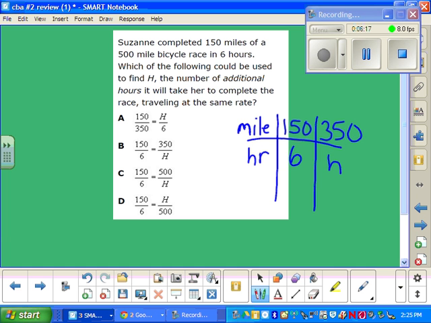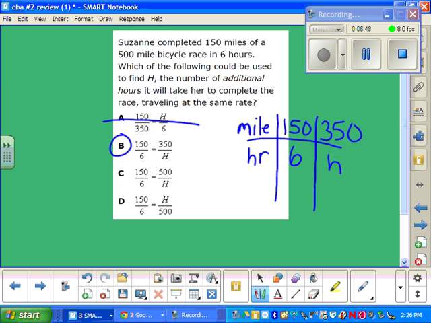So, is A correct? 150 over 350 equals H over 6. That doesn't match our chart because 150 over 350 is not correct. So we're going to X out A. B is 150 over 6 equals 350 over H, which matches our chart that we got from just reading the question given to us. So B is the correct answer.